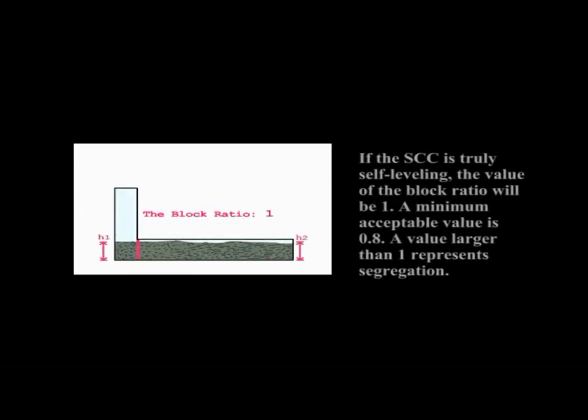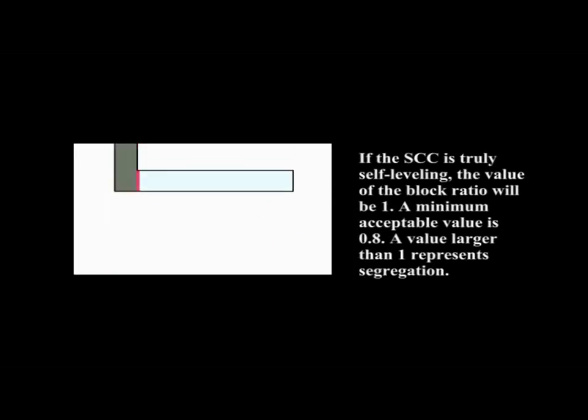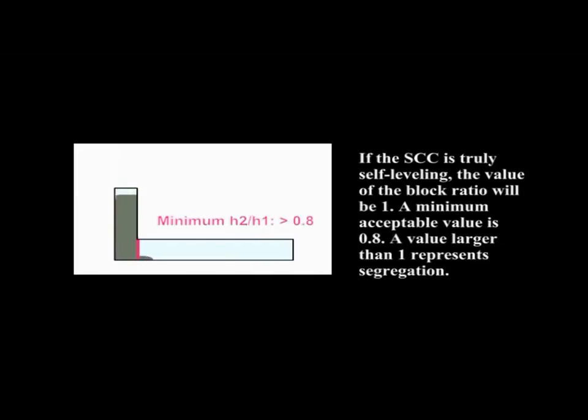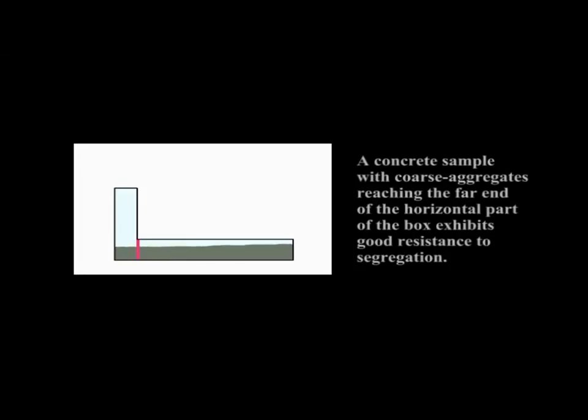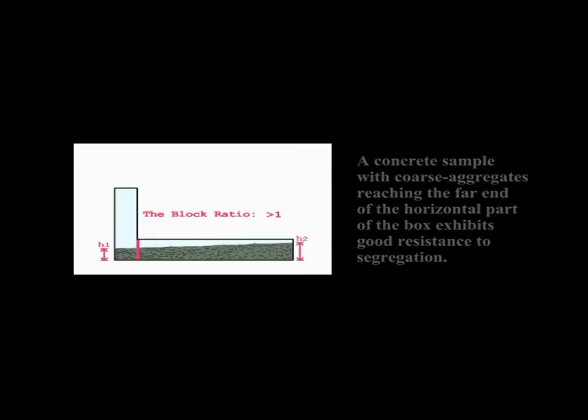If the SCC is truly self-leveling, the value of the block ratio will be 1. A minimum acceptable value is 0.8. A value larger than 1 represents segregation. A concrete sample with coarse aggregates reaching the far end of the horizontal part of the box exhibits good resistance to segregation.